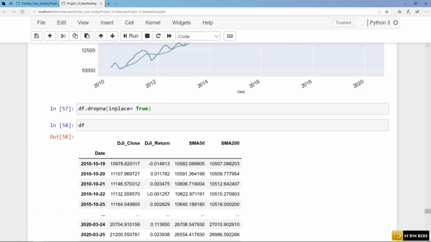All right, first of all, let's drop all missing values in df. And essentially, we are starting 200 days later at the 19th of October 2010. So that's the starting date where we have the SMA 50 and also the SMA 200.